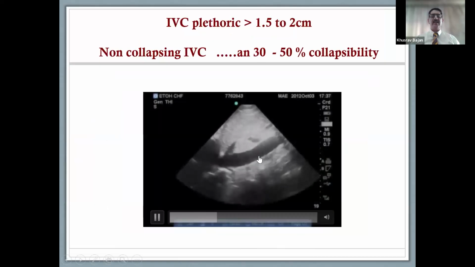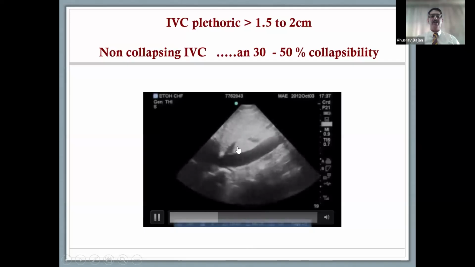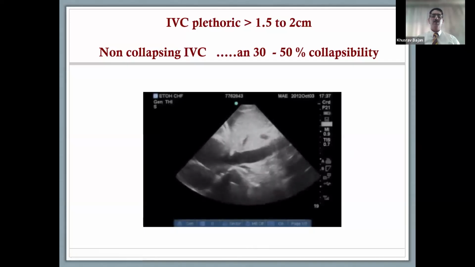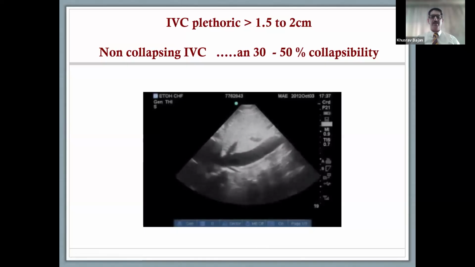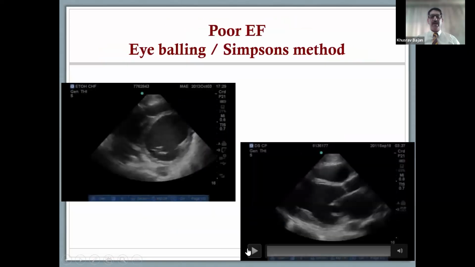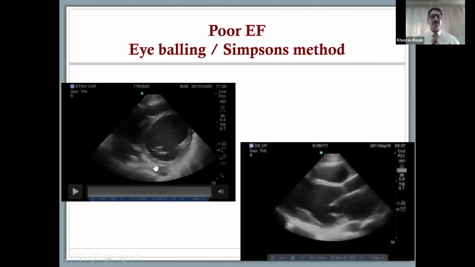And here you can see the IVC is plethoric and it is hardly collapsing. And this is the RA, and you should always measure it near the hepatic vein. So this would also indicate the amount of fluid status of the patient. And then you can quickly look at the echo findings, and you might even see how good or bad the ejection fraction is. You can just do an eyeballing, or you might even do a proper Simpson's in the apical 4-chamber view.